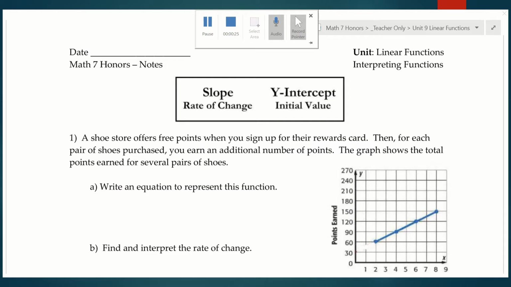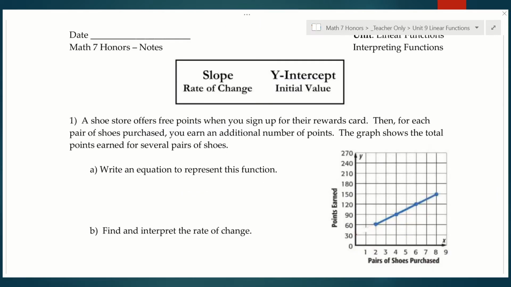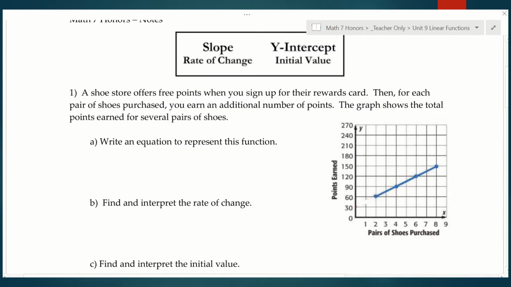Okay, just as a quick review, remember another word for slope is rate of change. And the y-intercept can also be called the initial value. When we're dealing with real-world problems, we tend to use rate of change and initial value instead of slope and y-intercept, just because when we're talking about the context of the problem, it makes more sense to use those phrases. But just know that they do mean the same thing as slope and y-intercept. So let's jump right in.